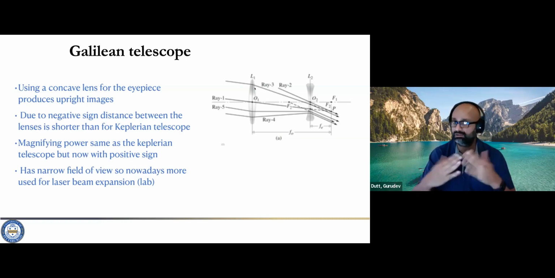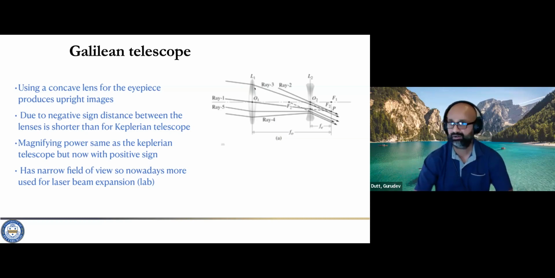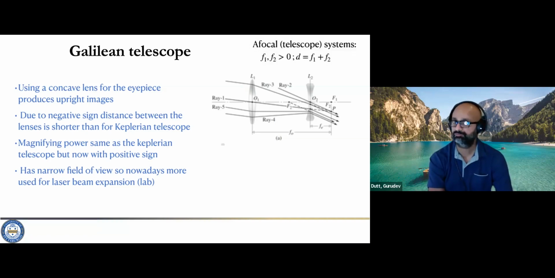So to avoid that, the Galilean telescope tends to be better if you're trying to magnify the beam. Of course, it has a narrower field of view, because basically you can't focus some rays that previously you could focus, because there's no longer a place. Anyway, it's more useful really for the lab in laser beam expansion.